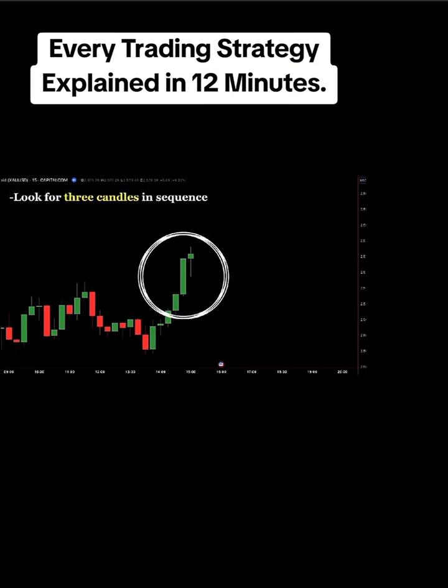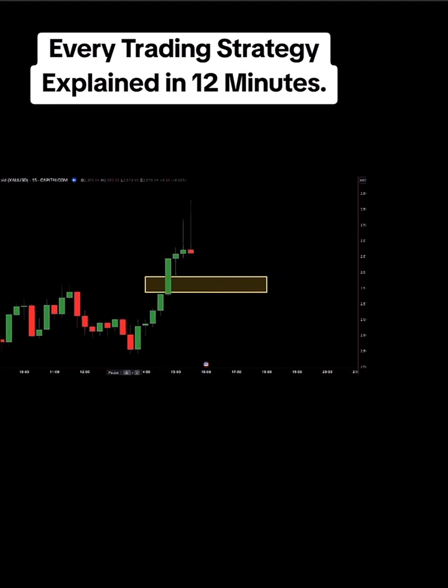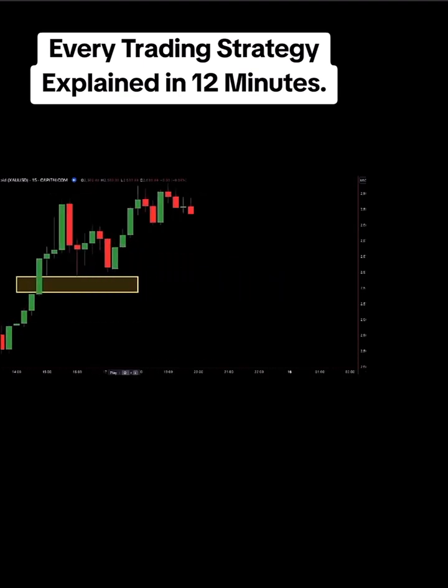Start by identifying 3 candles in sequence. Check if the high of the first candle and the low of the third candle do not overlap with the middle candle. If a gap exists between them, this is the fair value gap. Mark the gap with a rectangle to highlight potential bullish or bearish setups. For higher accuracy, combine fair value gaps with trend confirmation or market structure analysis to increase the reliability of your trades.